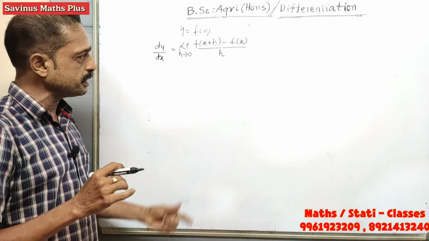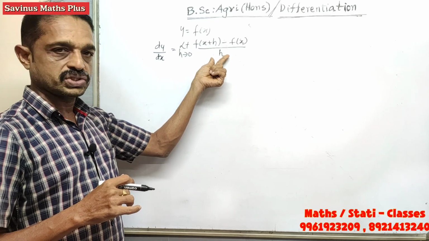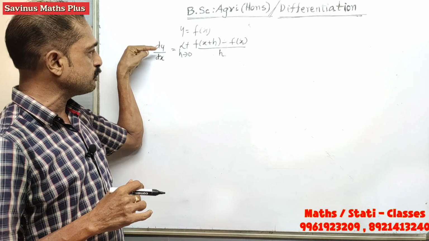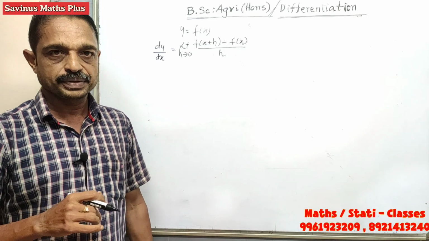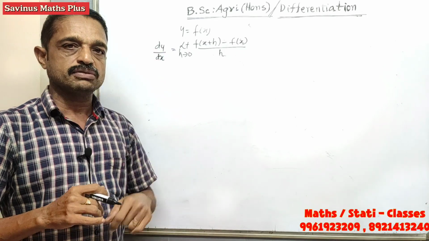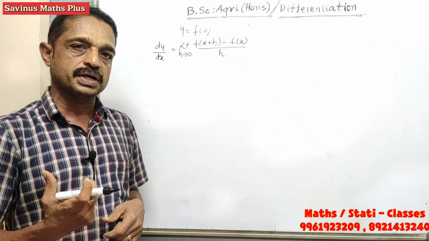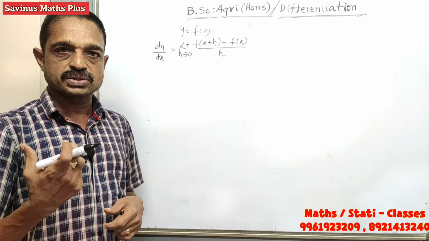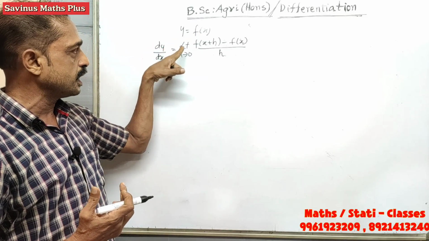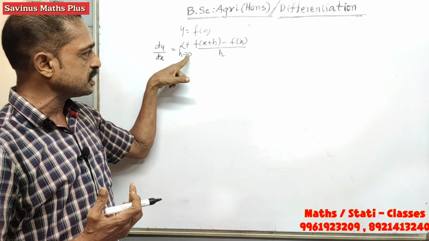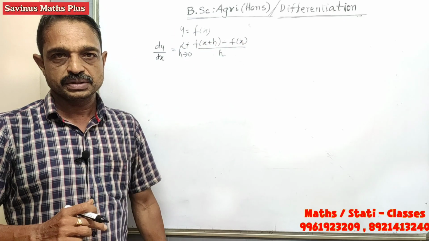So dy by dx is the limit as h tends to 0 of f of x plus h minus f of x divided by h. This is called the derivative of y with respect to x, or the differential coefficient of y with respect to x. The process of finding out the derivative of a function is called differentiation. And the derivative of the function y equal to f of x is dy by dx, defined as the limit as h tends to 0 of f of x plus h minus f of x divided by h.